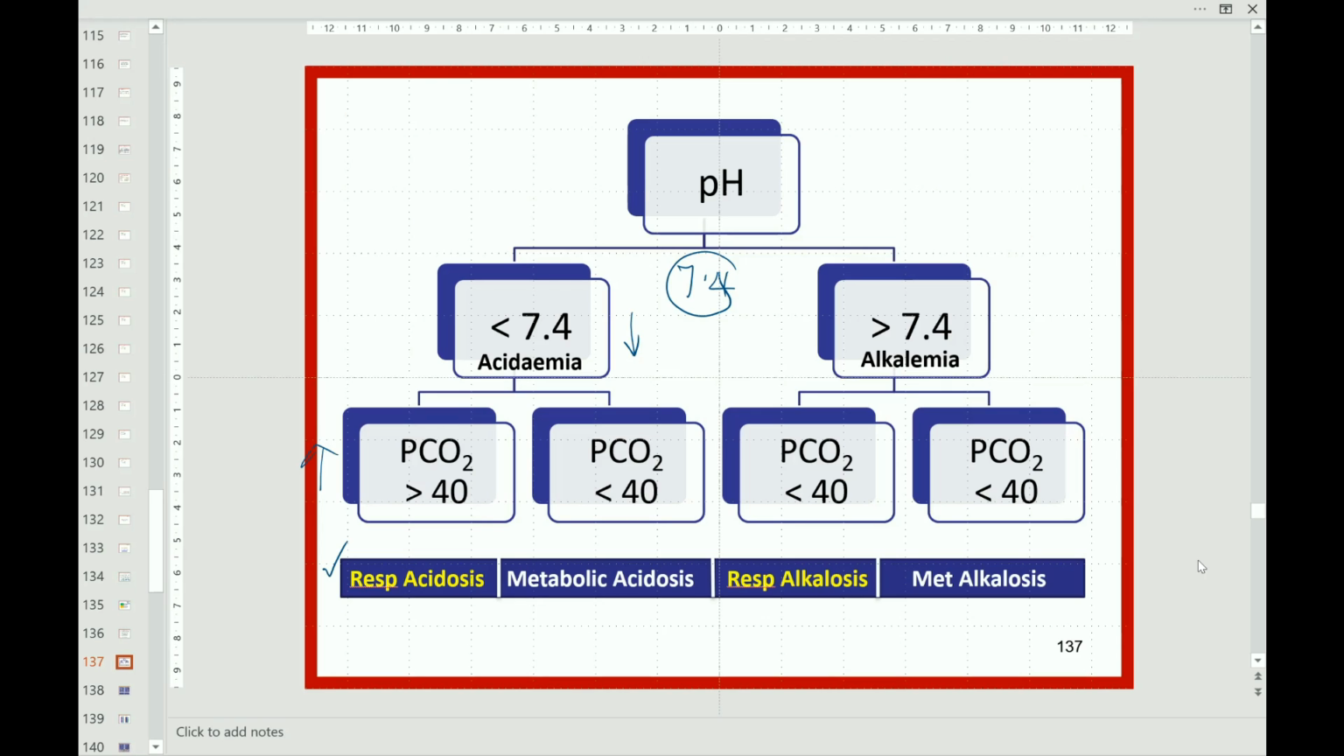The PCO2 is a secondary variable in case of metabolic acidosis, and if the PCO2 is also down along with the pH, probably it is a secondary change that is occurring in the PCO2, and we look at the bicarbonate.